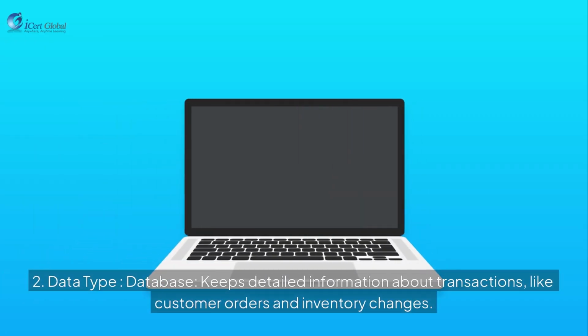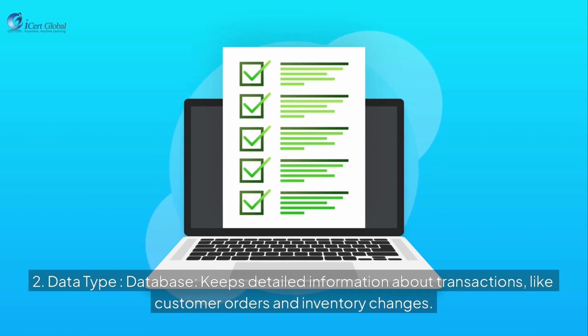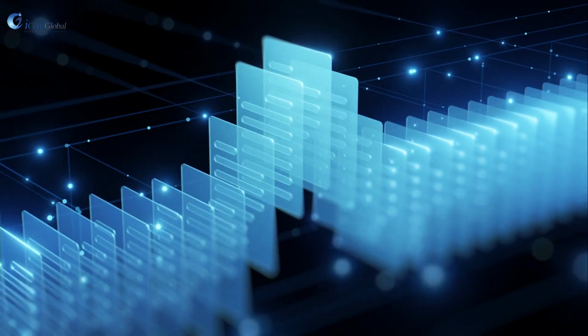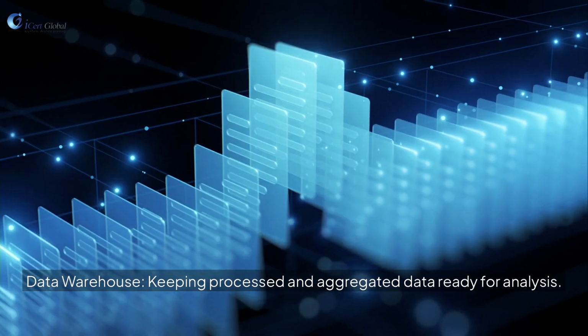2. Data type. Database: keeps detailed information about transactions, like customer orders and inventory changes. Data warehouse: keeping processed and aggregated data ready for analysis.